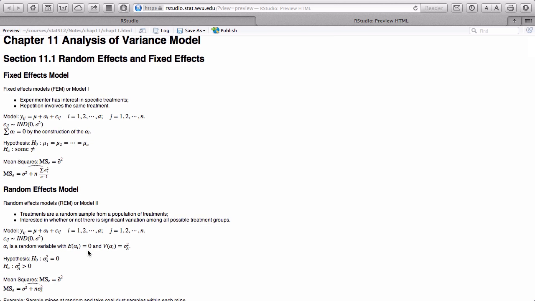So when we looked at the fixed effects model, there we assumed that the alphas were fixed. In fact, by the way we constrained them, in our case, it was the sum of the alpha sub i equals 0. We were testing that the mu's are equal, but that's equivalent to testing that the alpha sub i's are all equal and equal to 0.